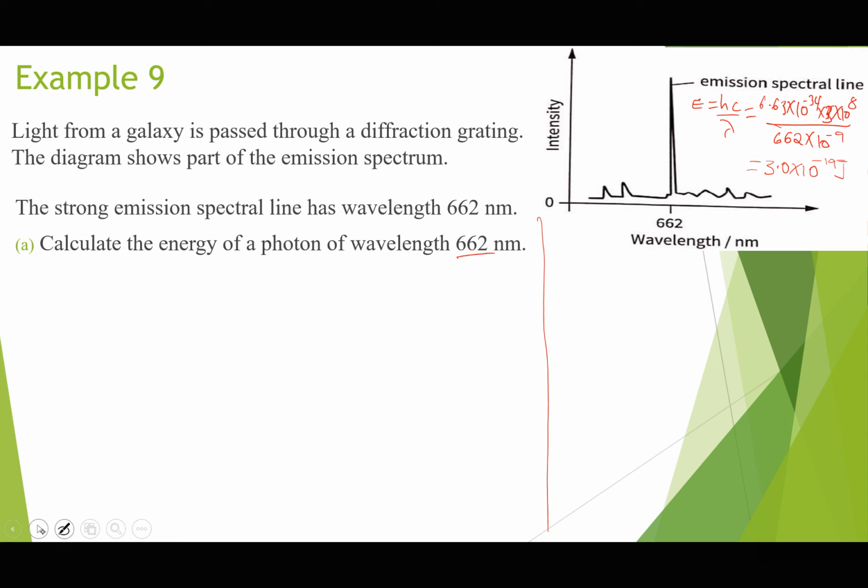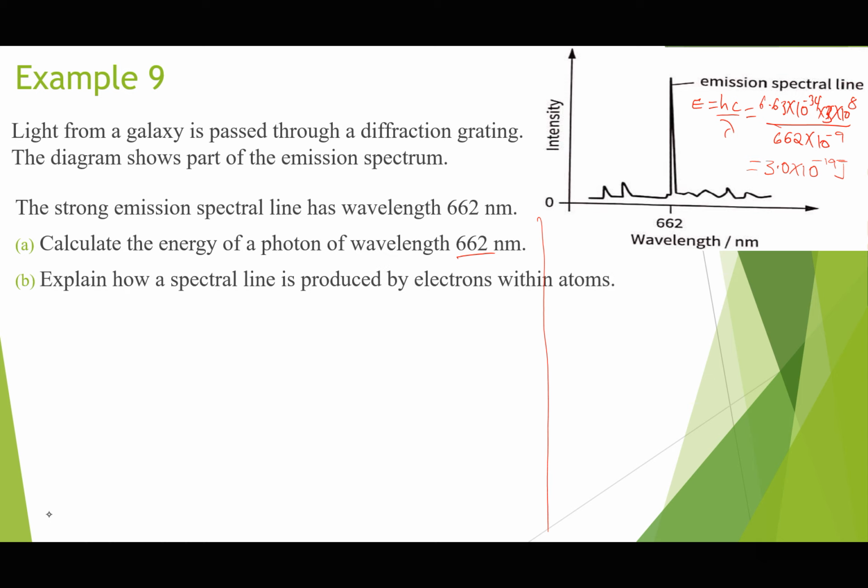In part 2, explain how a spectral line is produced by electrons within atoms. Of course, we now know how spectral lines are formed. This is an emission spectrum, so an electron is going to emit a photon. The electron emits a photon and moves to a lower energy level, thereby resulting in an emission line. So for emission, the electron gives out a photon and moves to a lower energy level, as you mentioned in quantum physics.